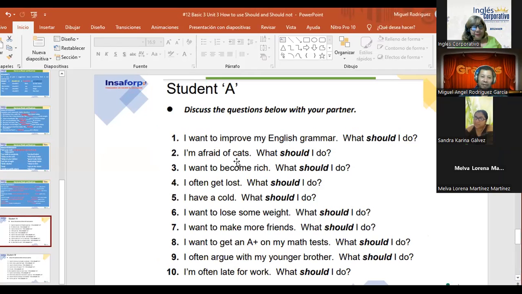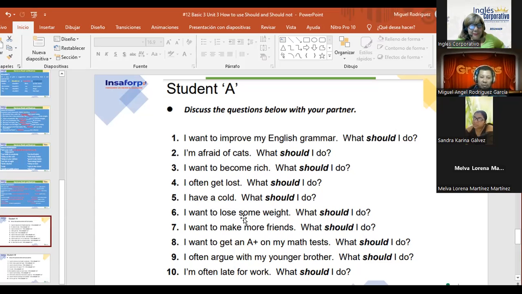I'm afraid of cats. What should I do? You should have a dog. I want to become rich. What should I do? You should save money. I often get lost. What should I do? You should have a map. I have a cold. What should I do? You should visit a doctor.